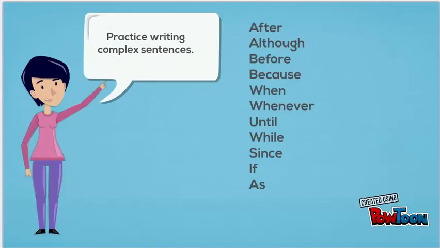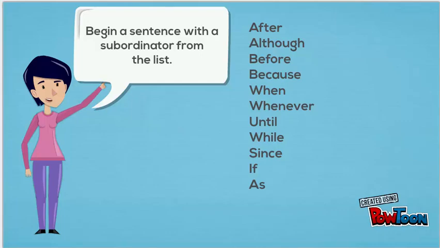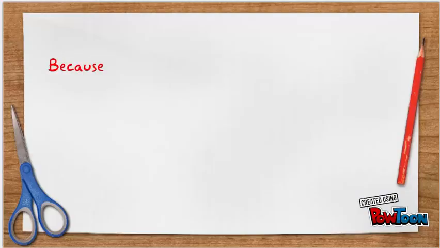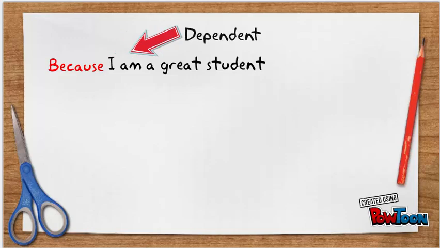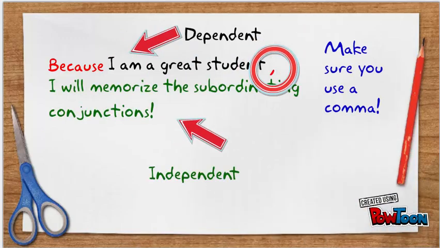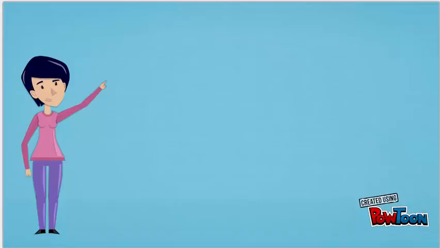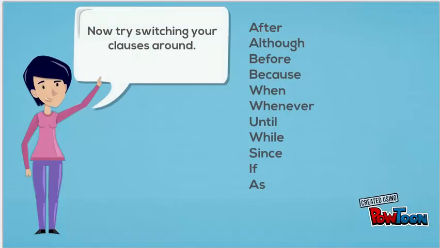Let's practice writing complex sentences. Begin a sentence with a subordinator from the list. Because I am a great student, I will memorize the subordinating conjunctions. Use the comma if the dependent clause comes first.